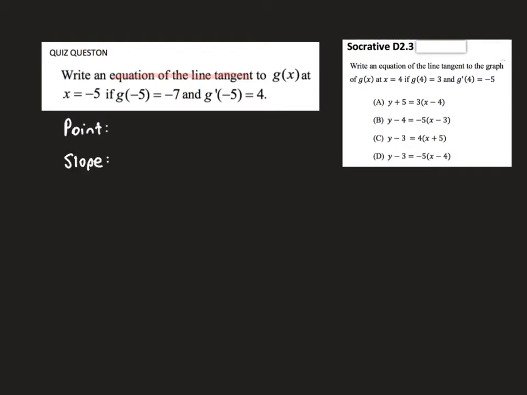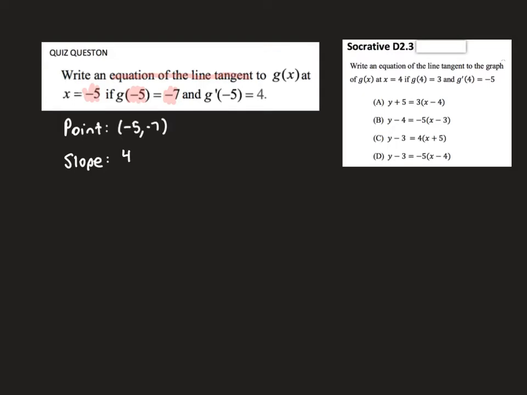So my point is just my x value, this -5, and g of -5 gives me the y value. So my point is (-5, -7). And then my slope is the derivative, because a derivative just means slope. And I see that my slope at -5 is 4. So my slope is going to be a 4.